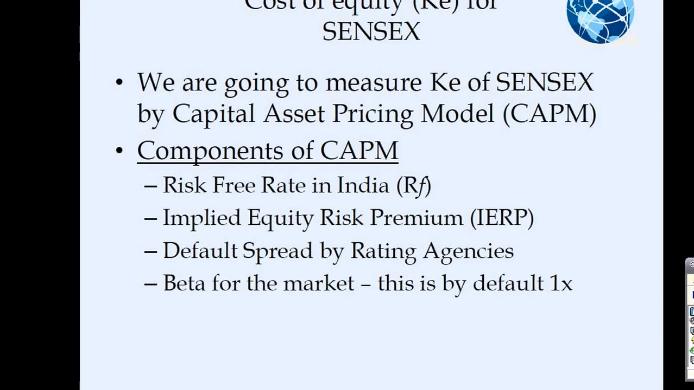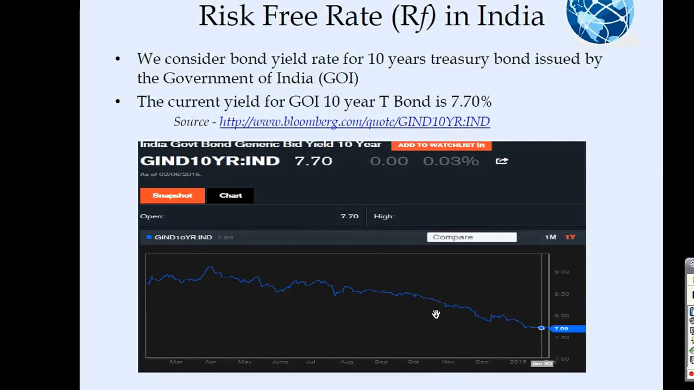For India, the default spread is 2%. And the beta for the market is by default 1 for any market, so here we just take beta as 1. Now we have to calculate the risk-free rate of return in India and also the implied equity risk premium for SENSEX. So let's do that.